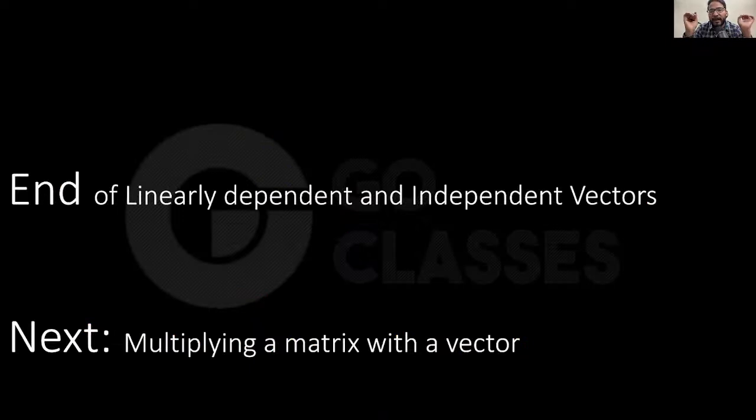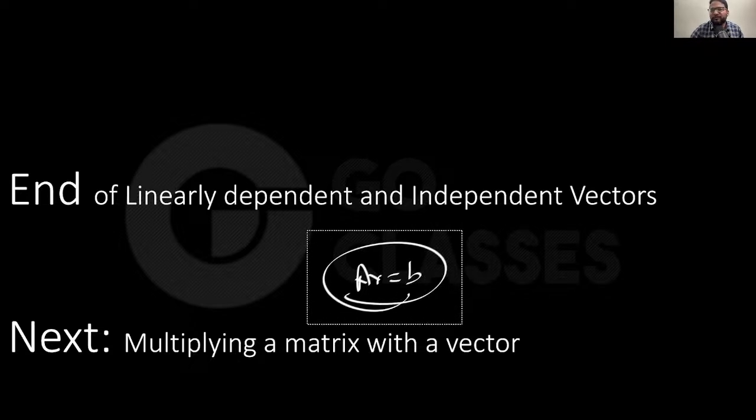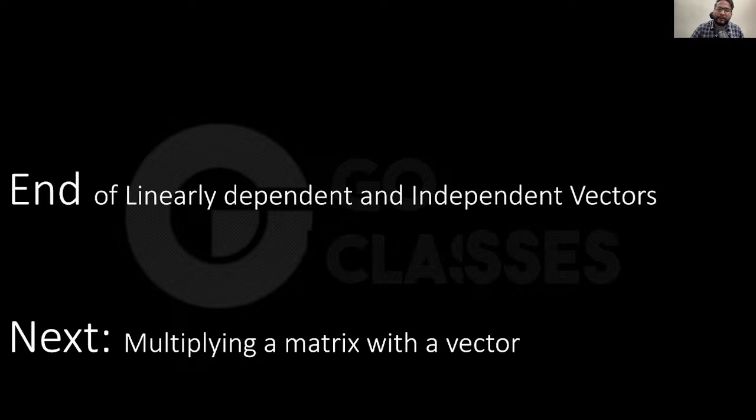Now, this is the end of linearly dependent and independent vectors. Now we are going to see the next topic, which is Ax equal to b, how to multiply a matrix and a vector, and then we will relate both of these. Till now we have just seen a few intuitions of what is linearly dependent and independent. Before I relate both of them, I will summarize all of this in just a quick 3 to 4 slides. I have 3 to 4 summary slides also.